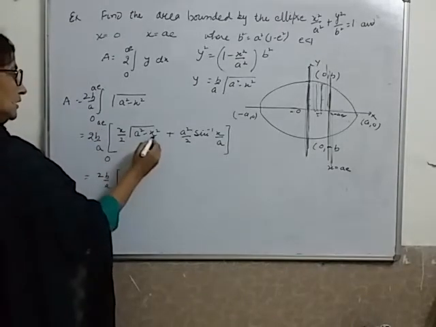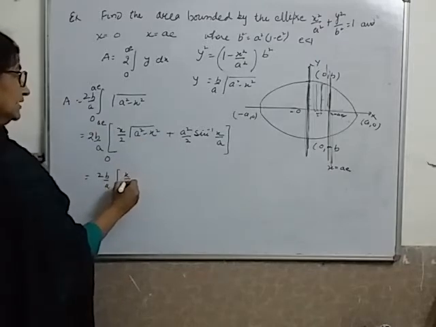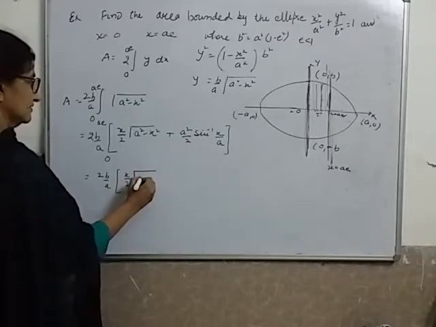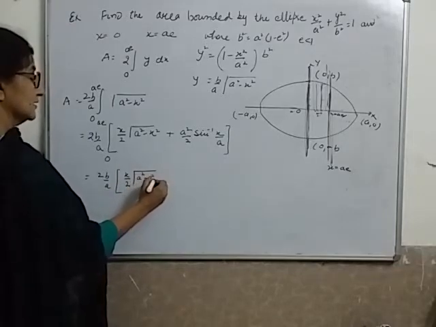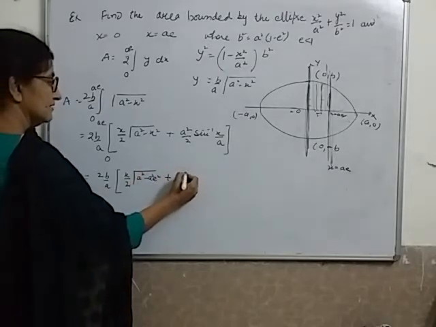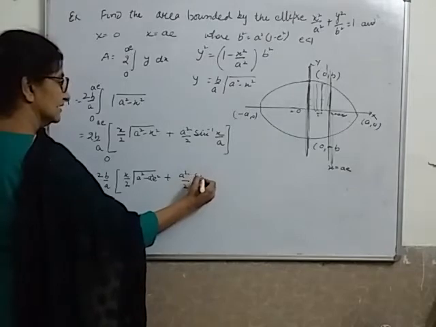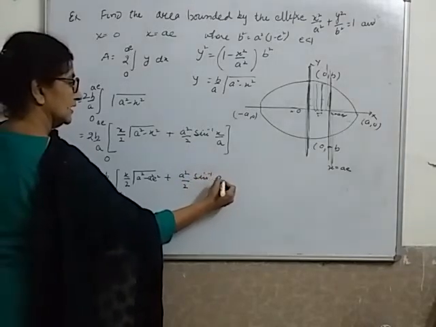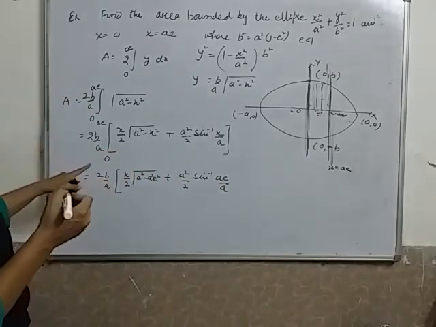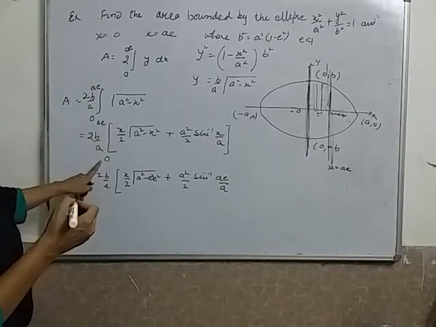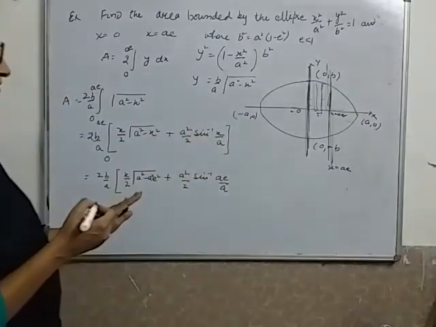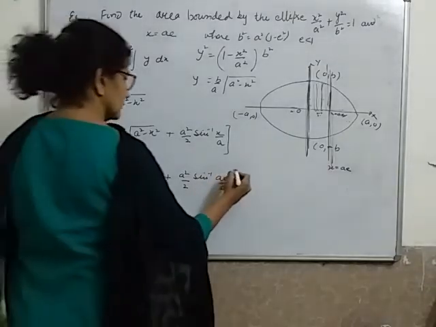When I put AE over here, x by 2 over here, you will have to put the value a square minus a square e square. Okay, I'll do it in the next step. Plus a square by 2 sine inverse AE by a. And putting 0, this also becomes 0 because 0 into something is 0, and this will also become 0. 0 into sine inverse 0 is 0. So only this much is left here.